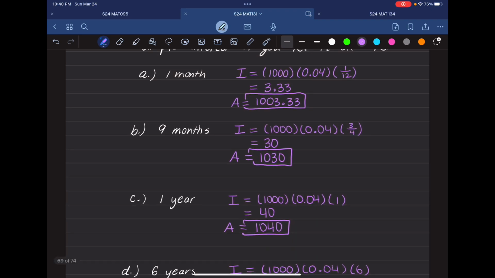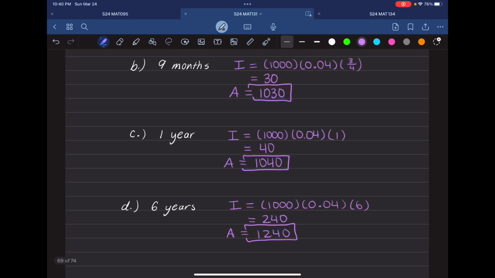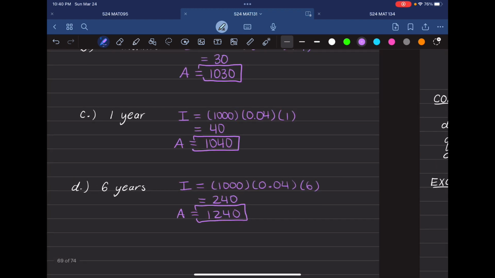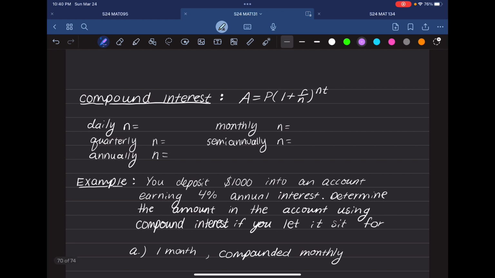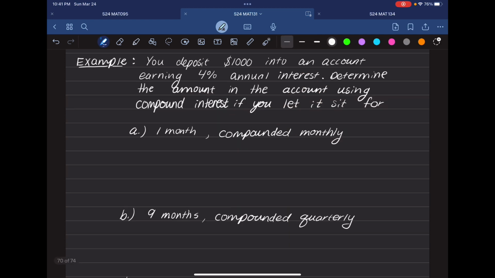So that's simple interest. It's, hopefully, pretty simple. The next thing we learned was compound interest. So here we have that the amount that we have in the account is going to be equal to the principal, P, times 1 plus R over N raised to the N times T. So next example is basically the same example, but now we're compounding interest instead of using simple interest. And then we can kind of compare and contrast what's going on.